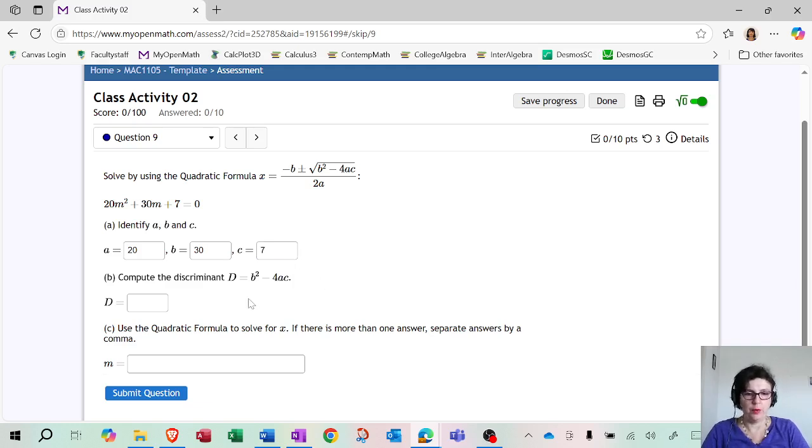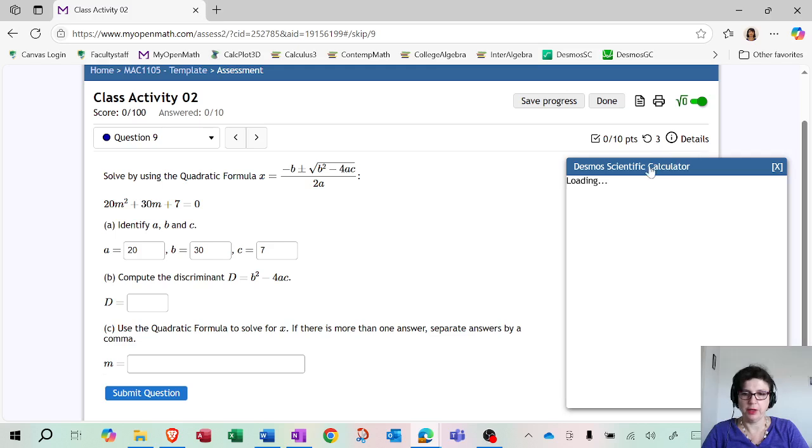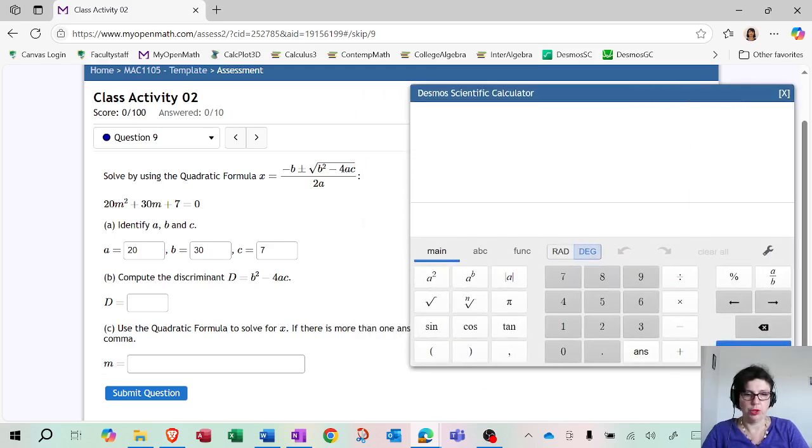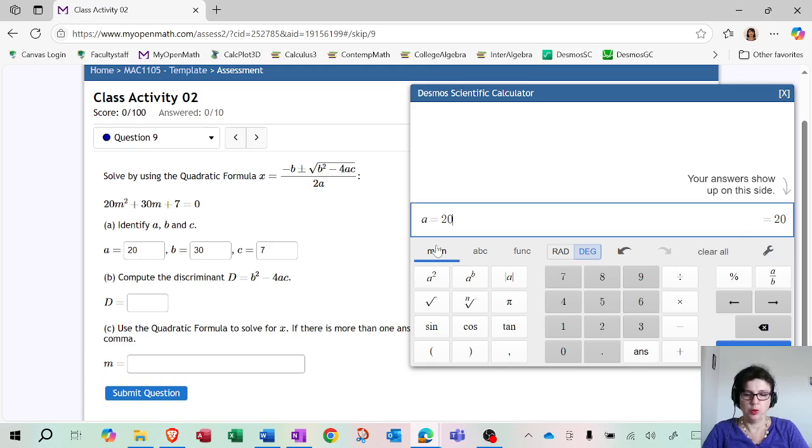All right, so now we want to compute the discriminant. So we're going to go to resources on the top right, open the Desmos Scientific Calculator. All right, and then we are going to start entering the information. So a equals 20, then you press enter on your keyboard, b equals 30, again enter, c equals 7.